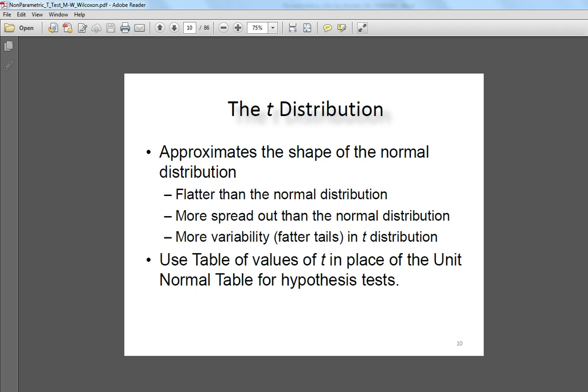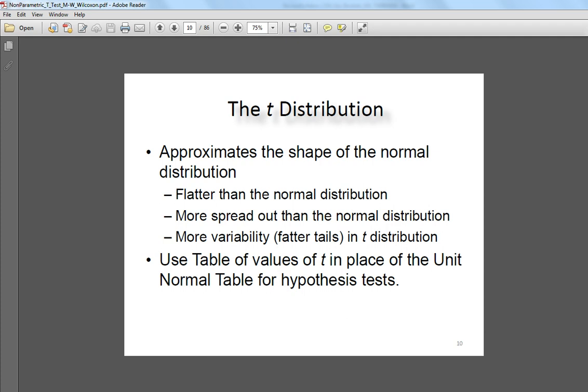Well, what happens in a t-distribution is that the t-distribution approximates the shape of the normal distribution. So again, the key word there, it approximates the shape of the normal distribution. It is flatter than the normal distribution, a little bit more spread out, and has more variability as well. Now this is very key, because when you do your t-test, it's really for small samples. So you have to remember that there has to be a wider variability in order to detect that significant difference, or what we call the noticeable difference in the mean.